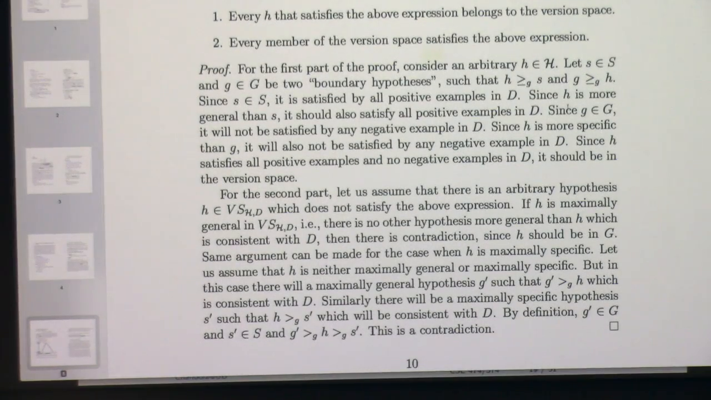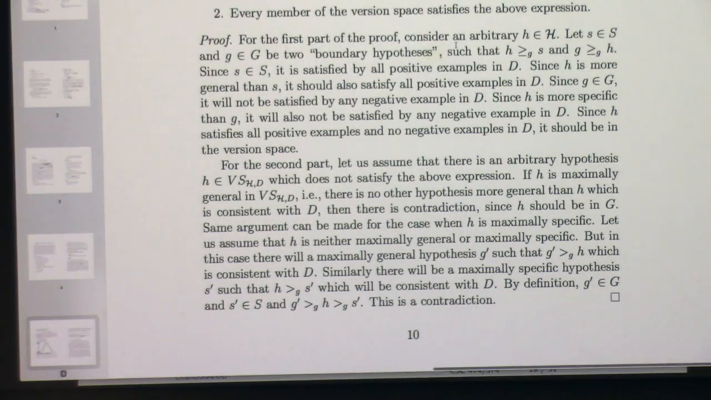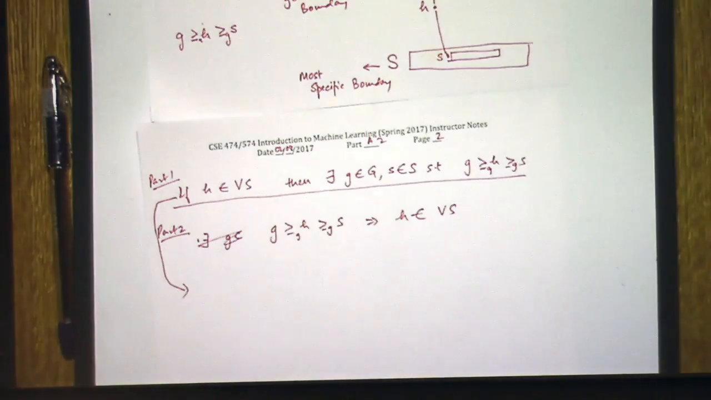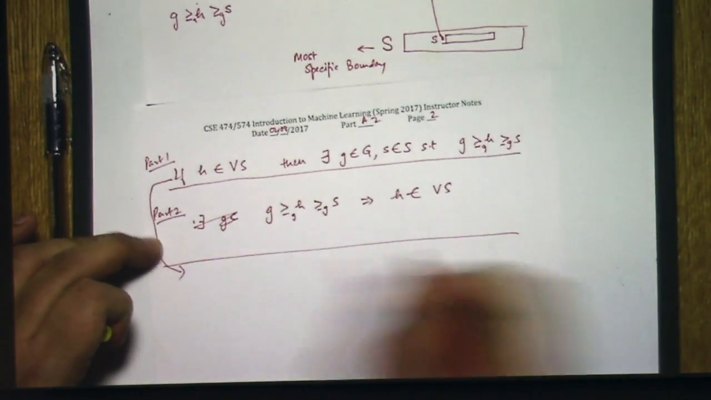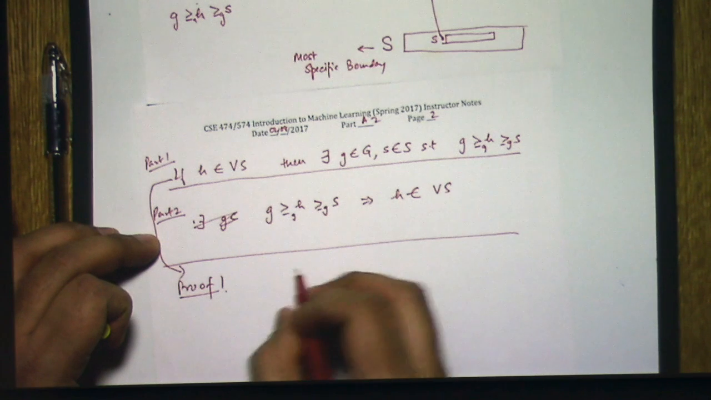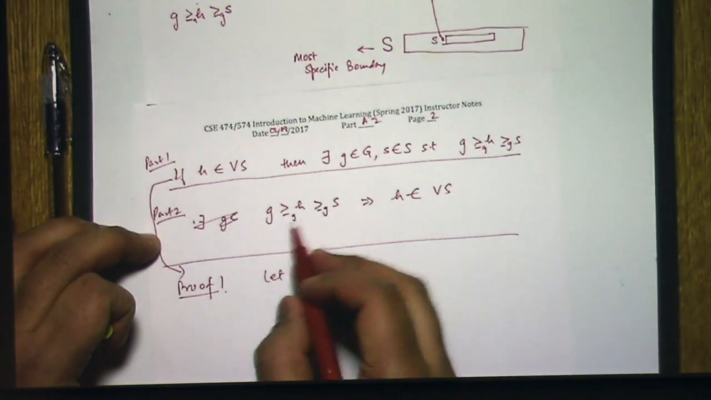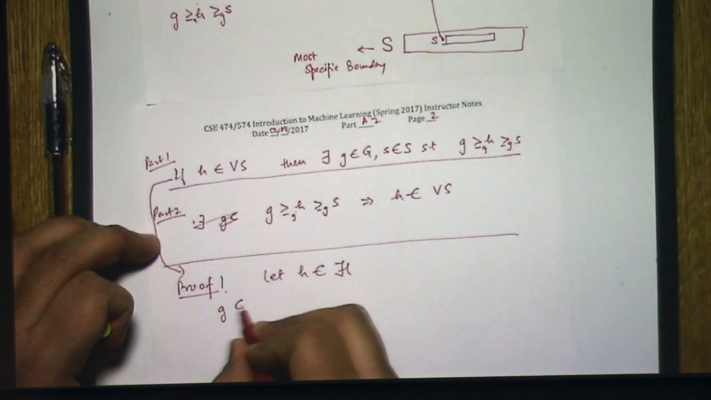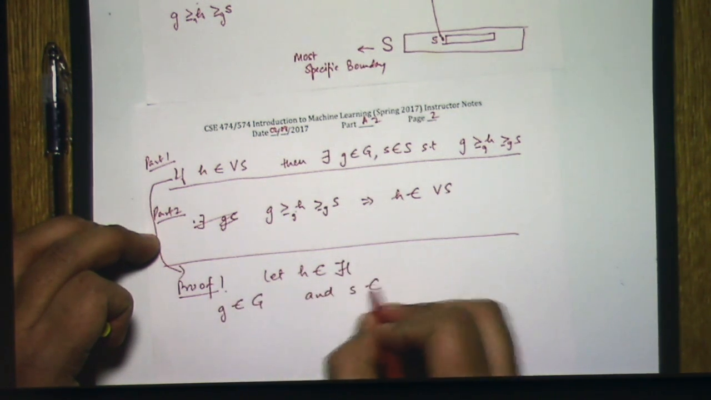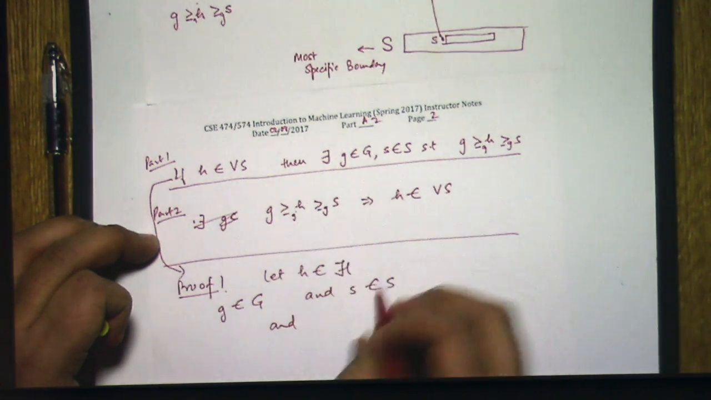Essentially, if you want to prove one side, let's assume that H belongs to a hypothesis space, and let's say it is bounded by G and S. But we don't know yet that it is part of the version space. So we have to prove that it will be a part of the version space. The way to understand that is, let there be some H that belongs to the hypothesis space, and we assume there is some G that belongs to G and some S that belongs to S, and they bound the whole thing.